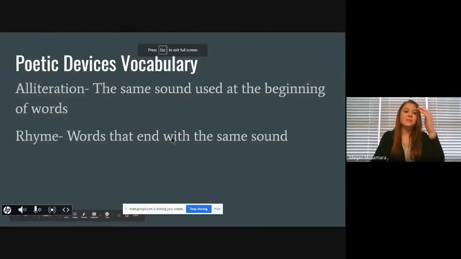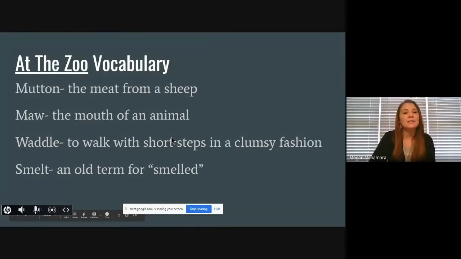All right, let's talk about some other vocabulary that we will find in our poem today. Our poem is entitled At the Zoo. One of the words you will find in here is mutton. Mutton is the meat from a sheep. You don't need to write this down or anything. This is just for you to keep in the back of your mind while we're reading the poem to help you understand it better. So mutton is the meat from a sheep, just like we call the meat from a cow beef. Mutton is the meat from a sheep.